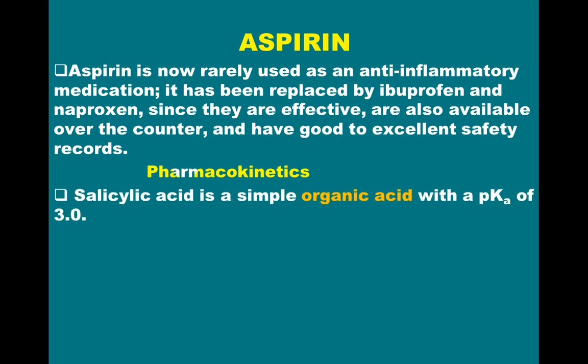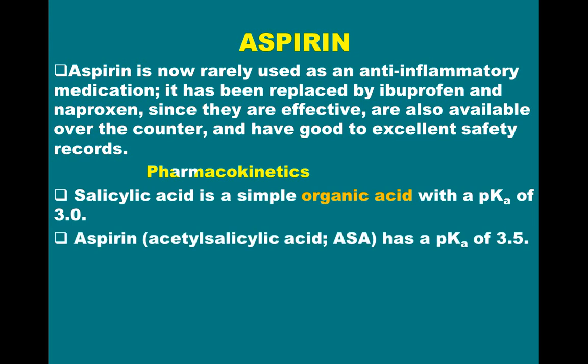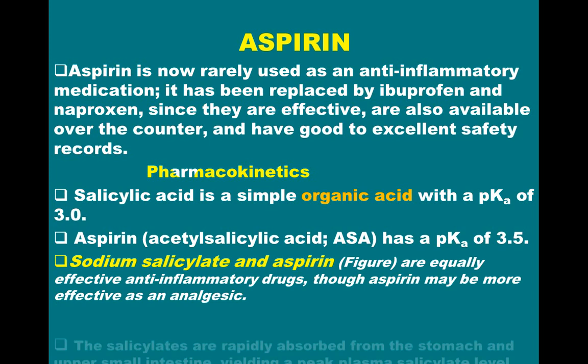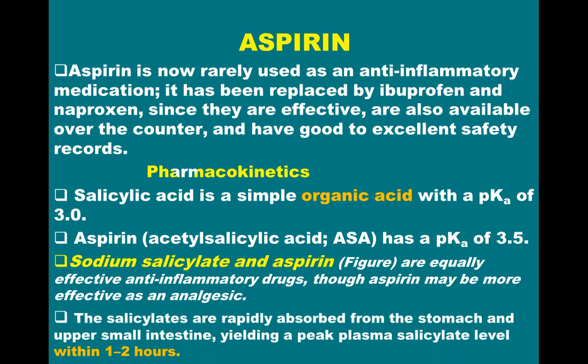Pharmacokinetics of aspirin in detail. Aspirin is a salicylic acid, a simple organic acid. Aspirin, acetylsalicylic acid, another name for aspirin, has a pKa of 3.5. Sodium salicylate and aspirin are equally effective anti-inflammatory drugs, though aspirin may be more effective as an analgesic. The salicylates are rapidly absorbed from the stomach and upper small intestine, yielding a peak plasma salicylate level within 1 to 2 hours.